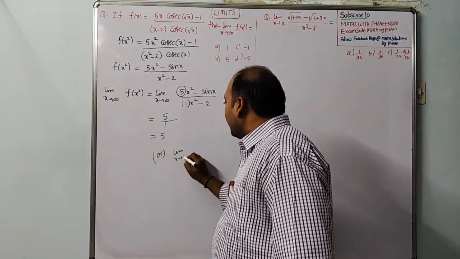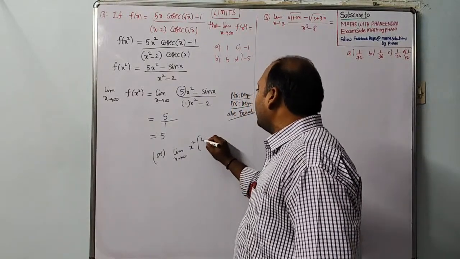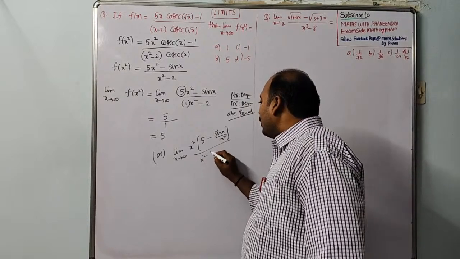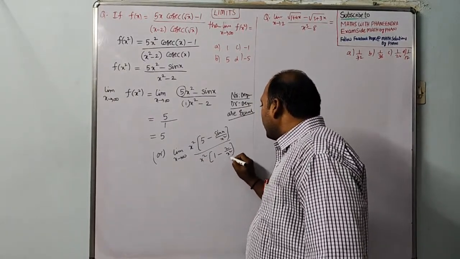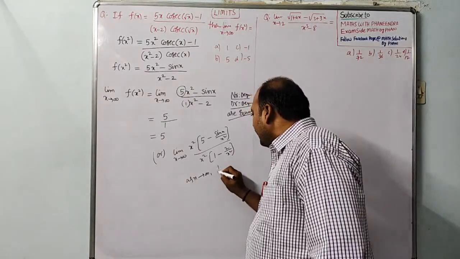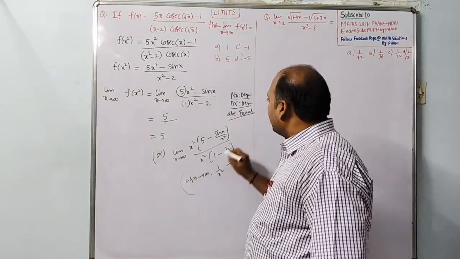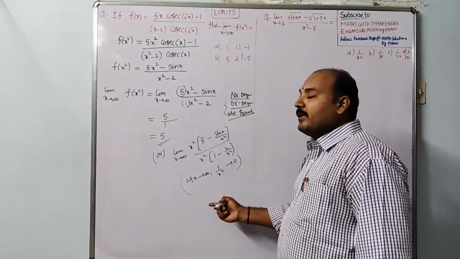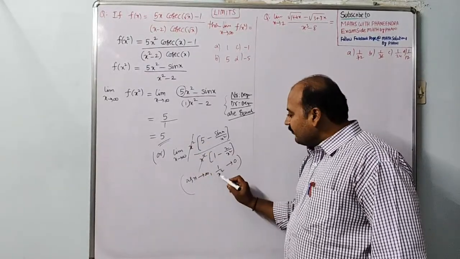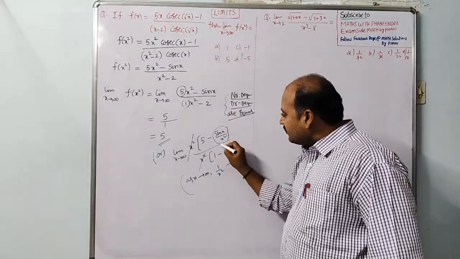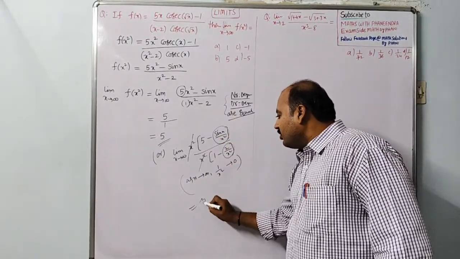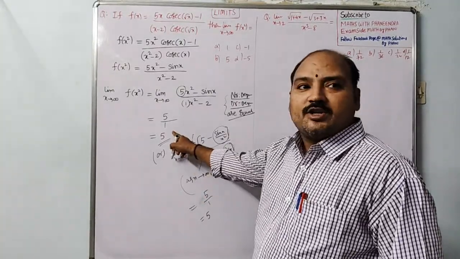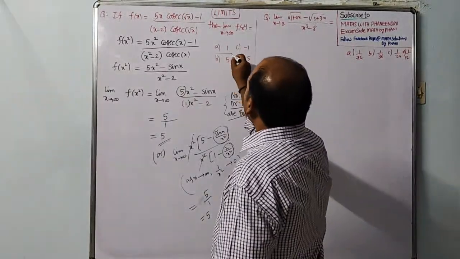Limit x tends to infinity, take x square common in the numerator: 5 minus sin x by x square, and x square common in the denominator: 1 minus 2 by x square. As x tends to infinity, 1 by x square tends to 0. Suppose you do not understand this procedure, 5 is the answer we got. Otherwise, x square gets cancelled, and as x tends to infinity, 1 by x square tends to 0, so these values go to 0. You will have only 5 divided by 1, which is equal to 5, dear students. I hope you understand. So your answer is 5.